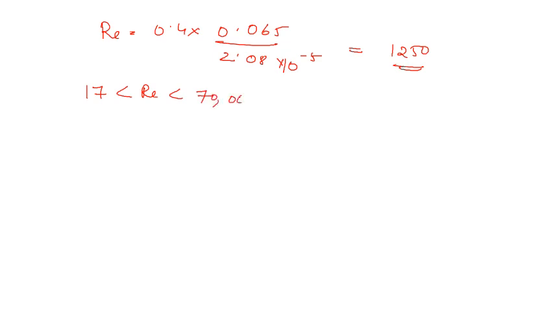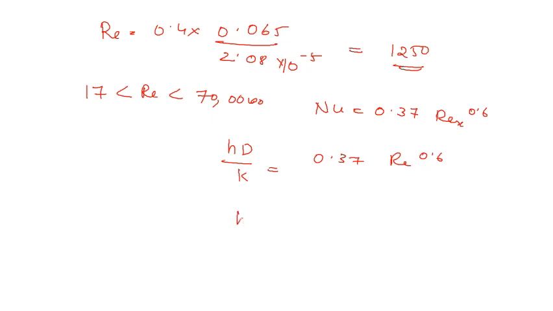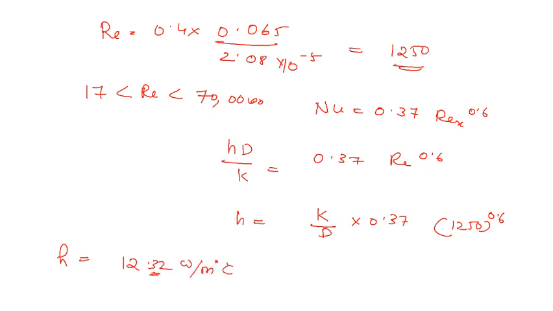For the sphere, the range for the Reynolds number is between 17 and 70,000. For the Nusselt number, the correlation is 0.37 Reynolds to the power 0.6. So Nusselt number is Hd by K, that is equal to 0.37 Reynolds to the power 0.6. So H value turns out to be K by D into 0.37 into 1250 to the power 0.6, and H turns out to be 12.32 watt per meter square degree centigrade.